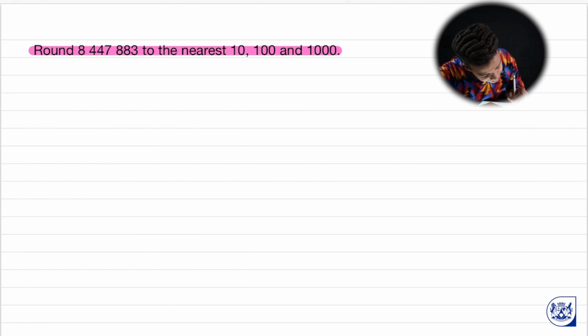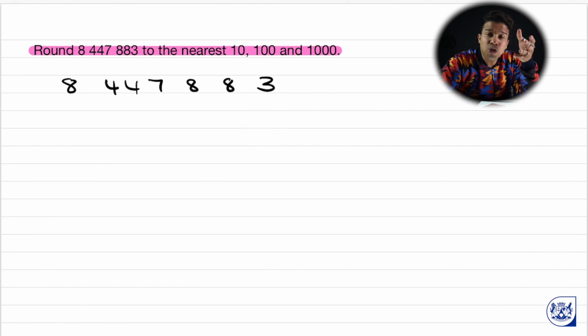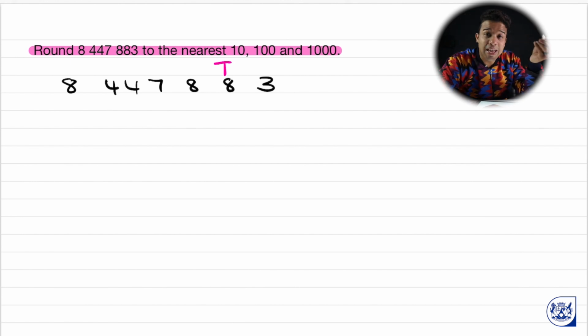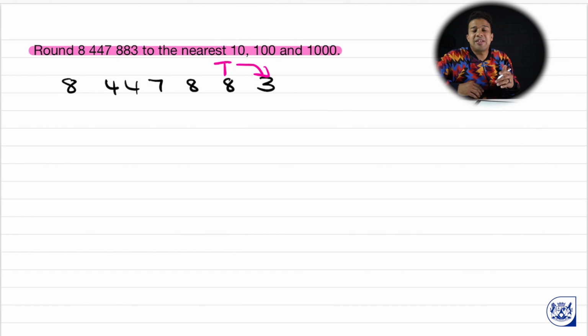Okay, so the number given is 8,447,883. So because we have to round this number off to the nearest 10, the first thing we have to do is find the number in the tens place. 3 is in the ones place and 8 is in the tens place. Next step, let's find the number next to it. The number next to it is 3. And because 3 is less than 4, the number in the tens place will stay the same and the number to the right of it or behind it will become 0.